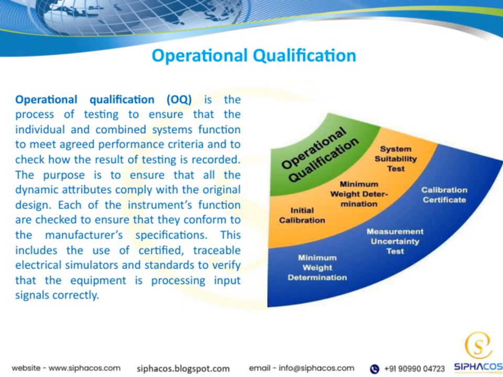When we perform OQ, we check each function of the instrument to see if it conforms to the manufacturer's specifications. This is crucial because it guarantees the equipment functions as intended. To do this accurately, we use certified, traceable electrical simulators and standards. These tools help us verify that the equipment is processing input signals correctly, which is key to maintaining quality and reliability in the process. Overall, OQ is about making sure that the equipment not only works, but works correctly under real-world conditions, aligning with our overall goal of quality assurance in our operations.